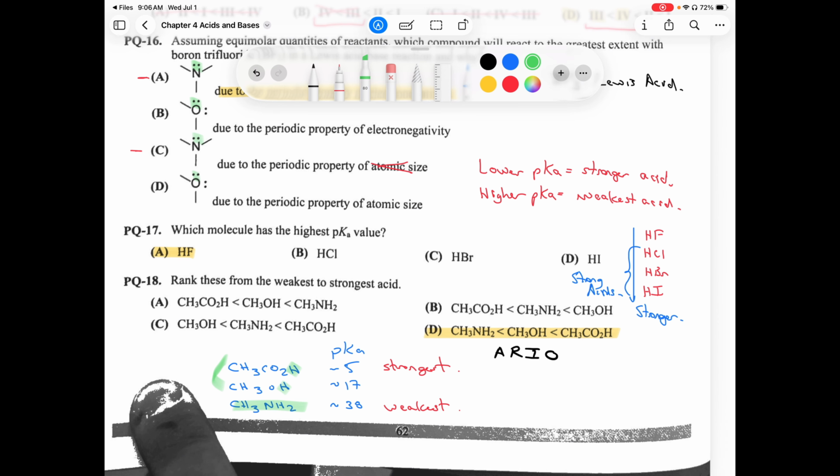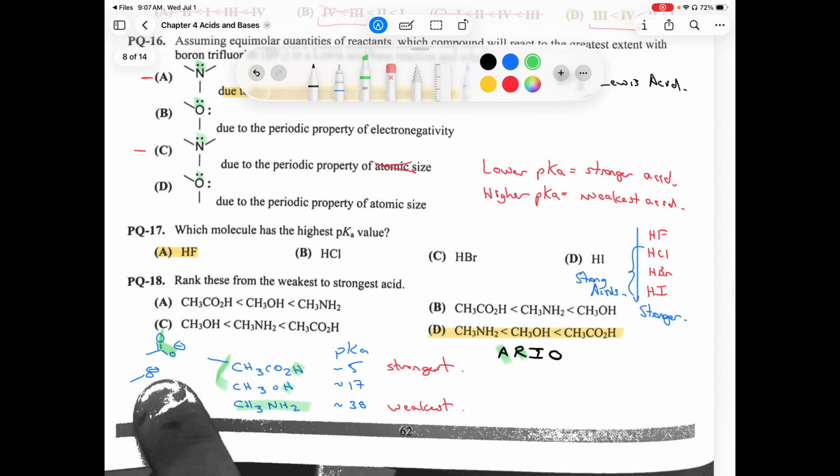Okay. Then, if you compare the conjugate base of acetic acid, which would be an acetate ion, versus the conjugate base of methanol, which would just be methoxide, well, you've already done atoms, so then you'd go to resonance, and you see that we have resonance here. And so the acetic acid is going to be stronger because the negative charge is stabilized by resonance.